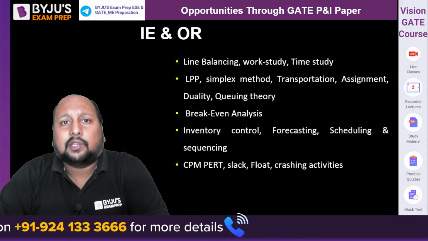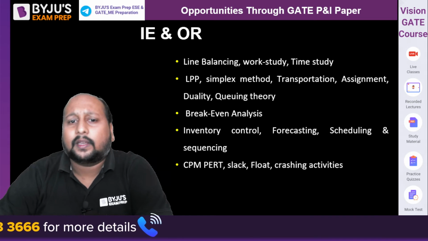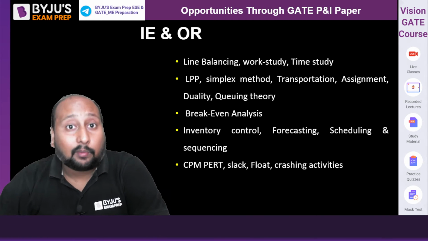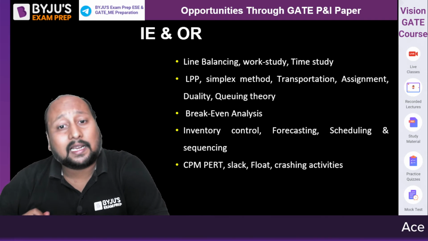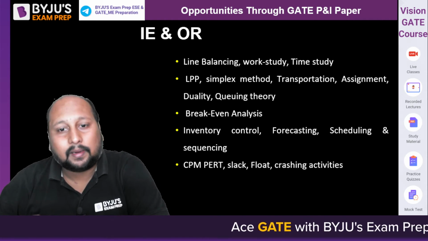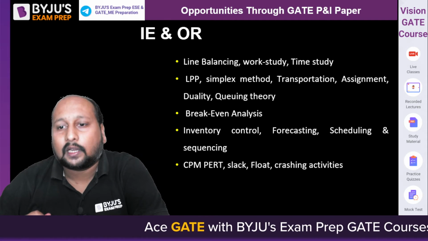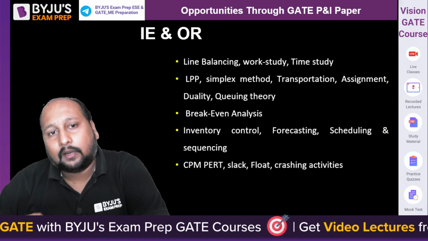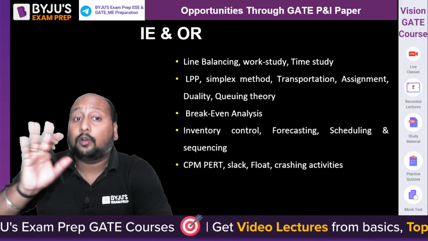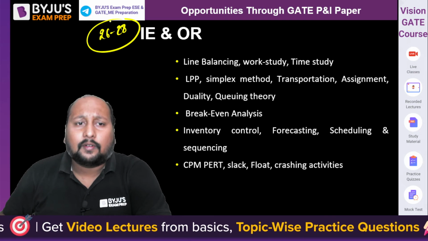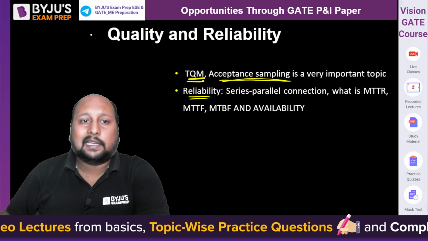If I talk about industrial engineering and operational research, there are some topics which you are already studying in your GATE Mechanical. These are important topics: line balancing, work study, time study, LPP, simplex, transportation, assignment, duality, queuing theory, break-even analysis, inventory control, forecasting, scheduling and sequencing, PERT, CPM, slack, float, and crashing activity. These are important topics you need to cover because they carry approximately 26 to 28 marks collectively with quality.